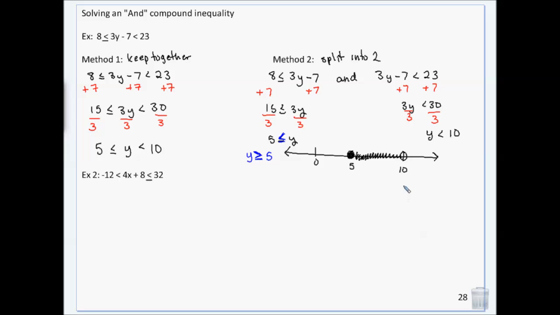And I get the same answer. Y is going to be greater than or equal to 5 and less than or equal to 10. Here, y greater than 5, y less than 10. Same answer. It's just a matter of preference as to which one you like better. So on this next one, I'll just solve with method 1.